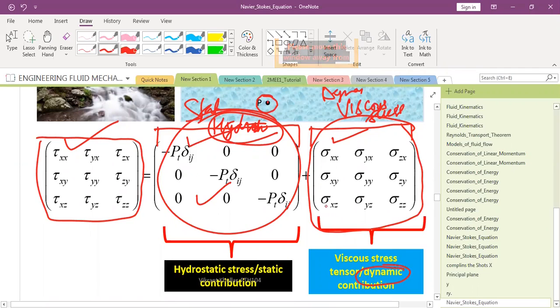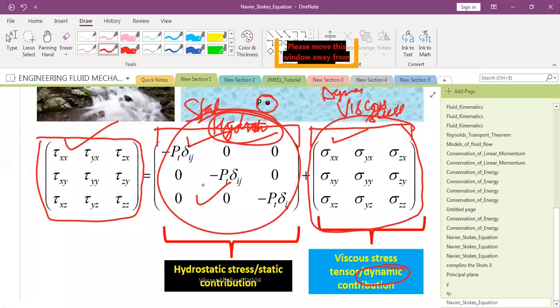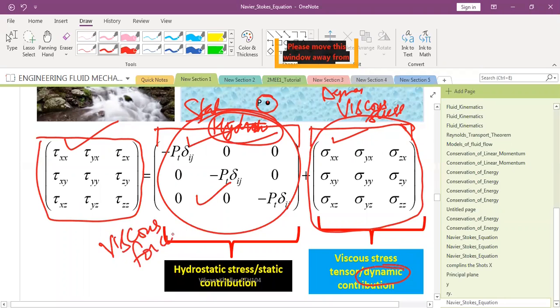Any doubts to anyone? This represents the viscous stresses. This represents the hydrostatic state of stress. So when the fluid is moving, you have both the components. That is, in addition to the hydrostatic state of stress, you have stresses due to viscous forces. Are you clear?